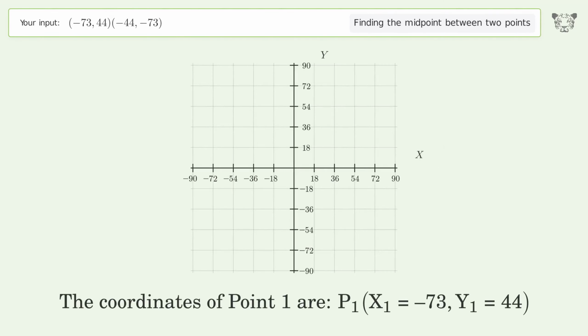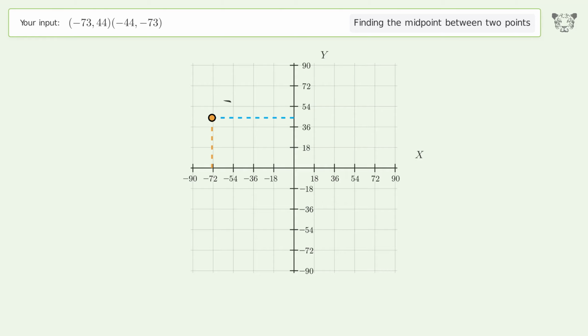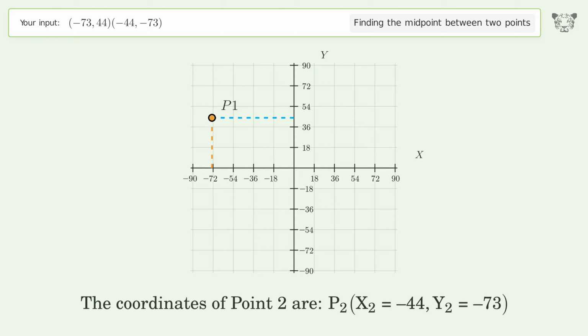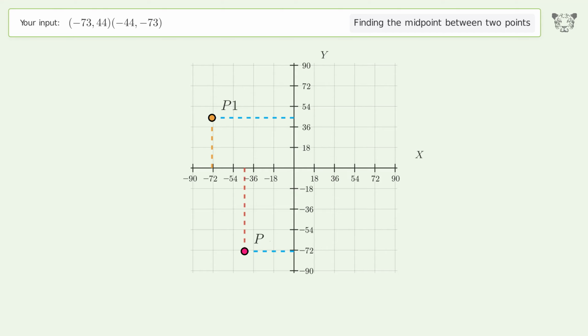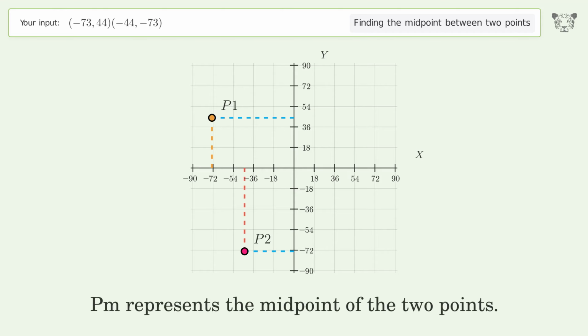The coordinates of point 1 are x1 equals negative 73, y1 equals 44. The coordinates of point 2 are x2 equals negative 44, y2 equals negative 73. PM represents the midpoint of the 2 points.